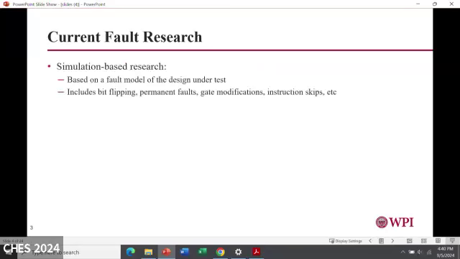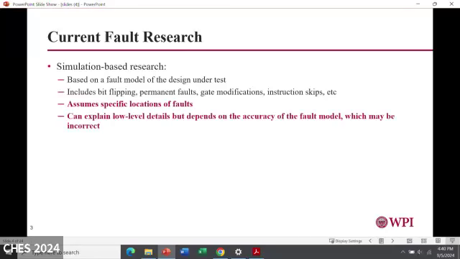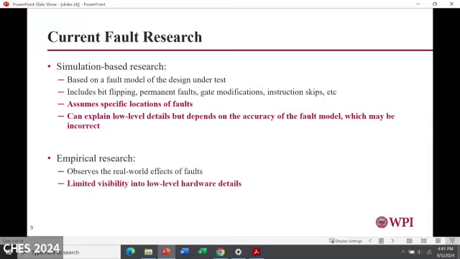The current research includes simulation-based research. It is based on a fault model and includes a bunch of different attacks. But it assumes specific locations of faults. It can explain low-level details, but it depends on the accuracy of the fault model, which can be not practical. And we also have empirical research. It can observe the real-world effects of faults, but it has limited visibility into low-level hardware details, and it cannot explain the effects of faults in the hardware on the high-level software.